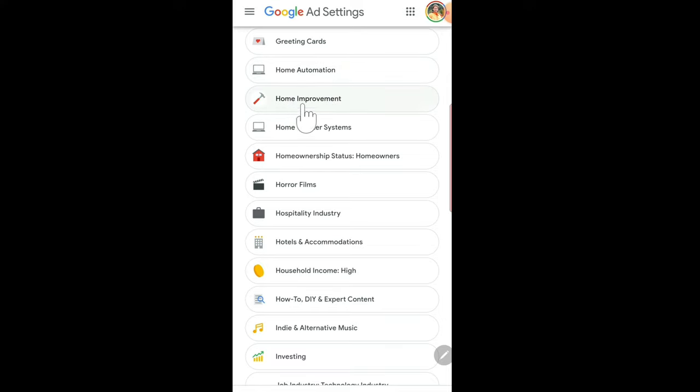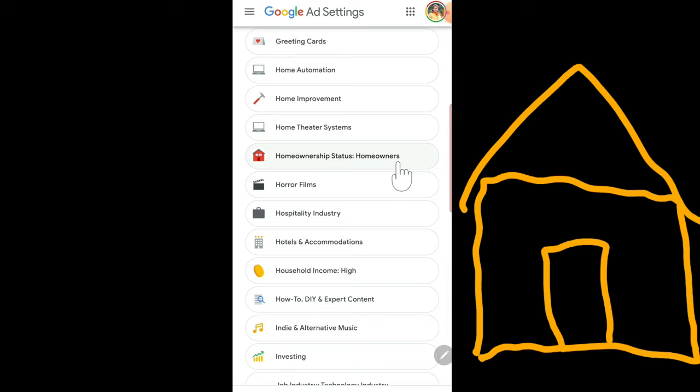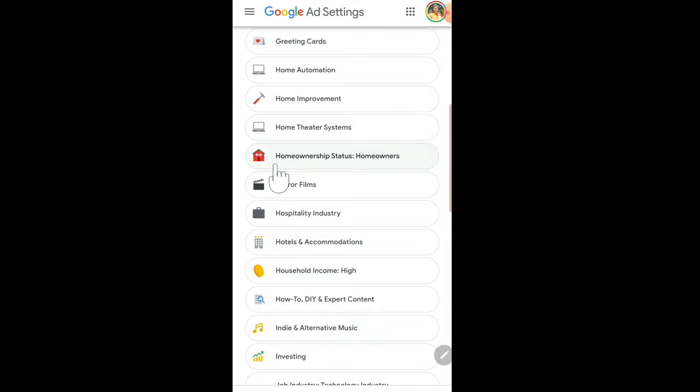Home automation, home improvement, home theaters, home ownership. They got all this wrong. I do not own a home. It says I'm a homeowner, which I am not. I've never owned a home, and I have no interest in ever owning one. I think if you want to own your own home, you have to start a lot earlier in your life. It's way too late for me to think about that. So, yeah, they got that absolutely wrong. I have no interest in home theaters, home improvement, or home automation.